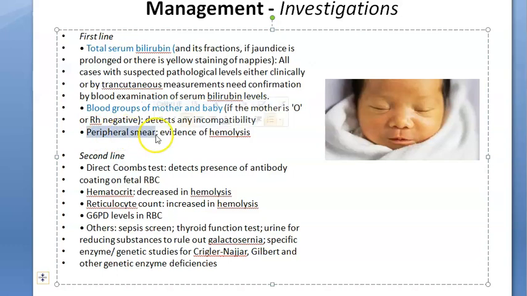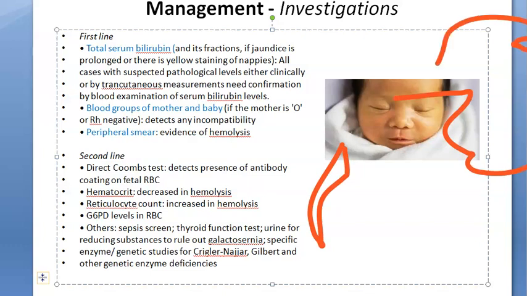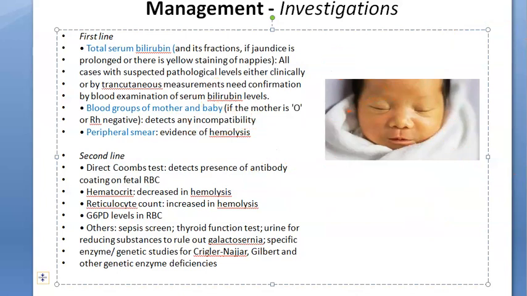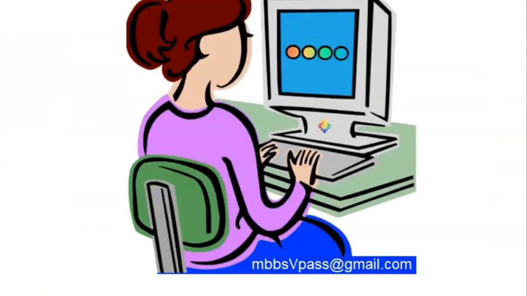And then you will do a peripheral smear. You will see a lot of broken RBCs. How will those RBCs be? They'll be all weird shapes, like something like this. One ruptured RBC like this. Ruptured RBCs, you can see in the peripheral smear. Okay, so do all this for the baby. What all will you do? Investigation: peripheral smear, check the blood groups, and also check for bilirubin levels. You should not forget that.